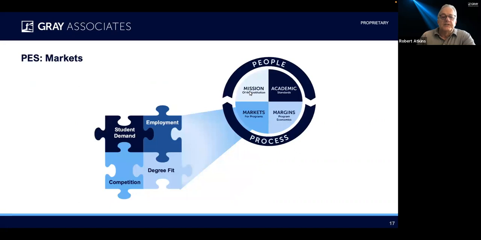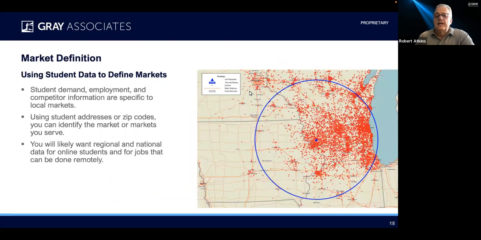So what's inside a market? Student demand, as I mentioned, employment, competition, and degree fit. Now, the first question you have to answer when you're doing market work is, what market? No point pulling data if it's not relevant to your institution.